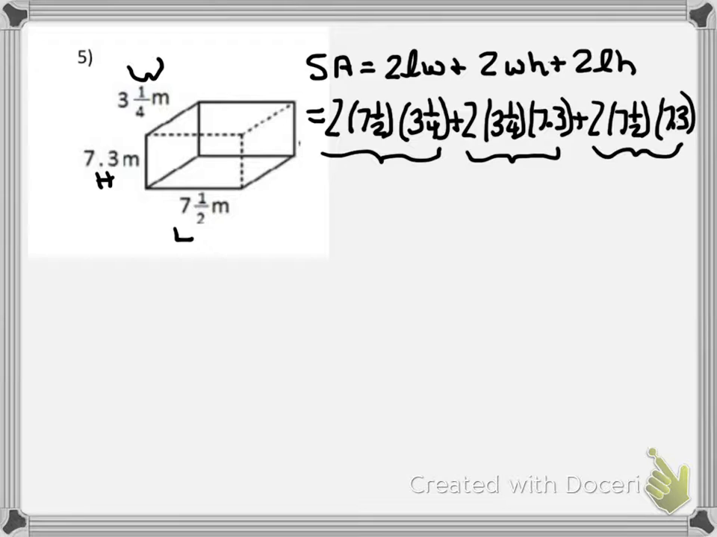So the product of 2, 7.5, and 3 1/4 is 48 and 75/100ths. Product of 2 times 3 1/4 times 7.3 is 47 and 45/100ths. And the product of 2 and 7.5 and 7 3/10 is 109 and 5/10. And the last step, we're going to add all those together.